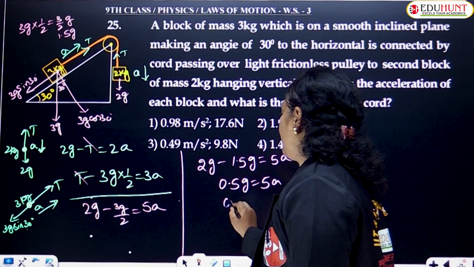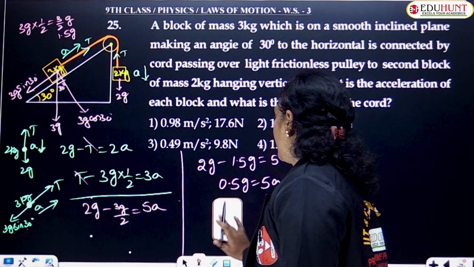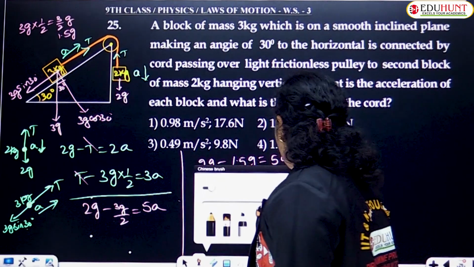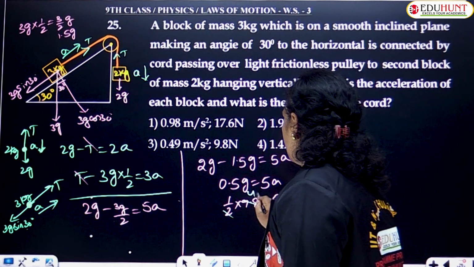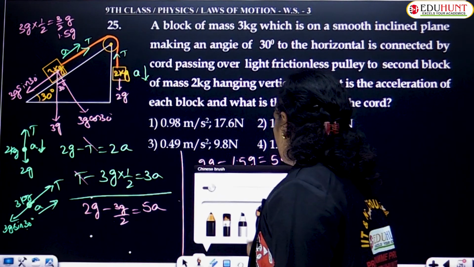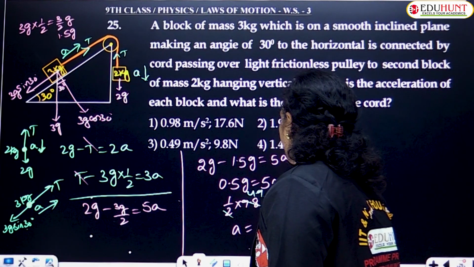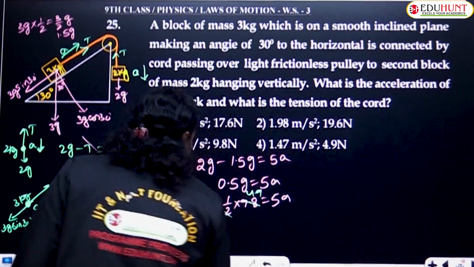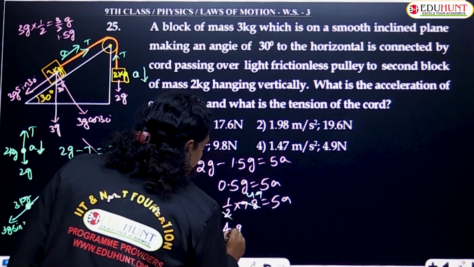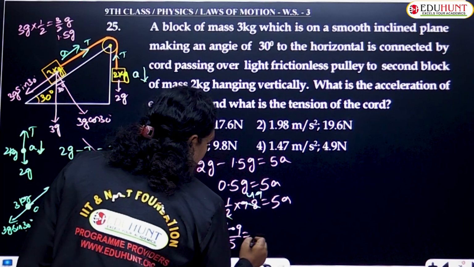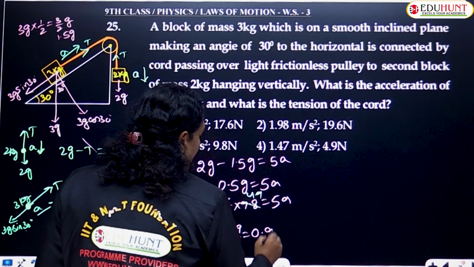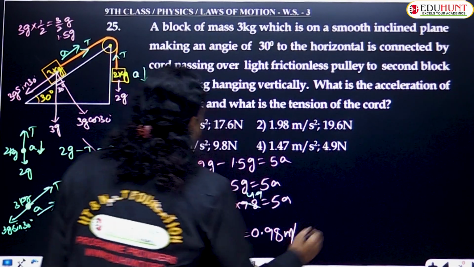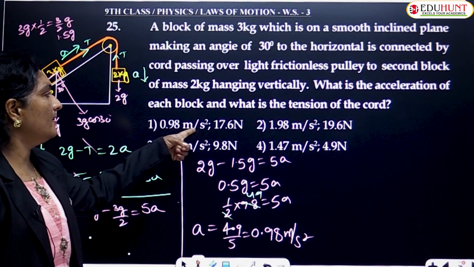Let us take g as 9.8. For 0.5, let me write it as 1 by 2, and this is 9.8, must be equal to 5a, and this works out to 4.9. Hence, the value of a is found to be 4.9 upon 5, and whose value is nothing but, what is the value, children? So a is equal to 4.9 upon 5, which is 0.98 meter per second square. Is there such an option? Yes, here 0.98 meter per second square.